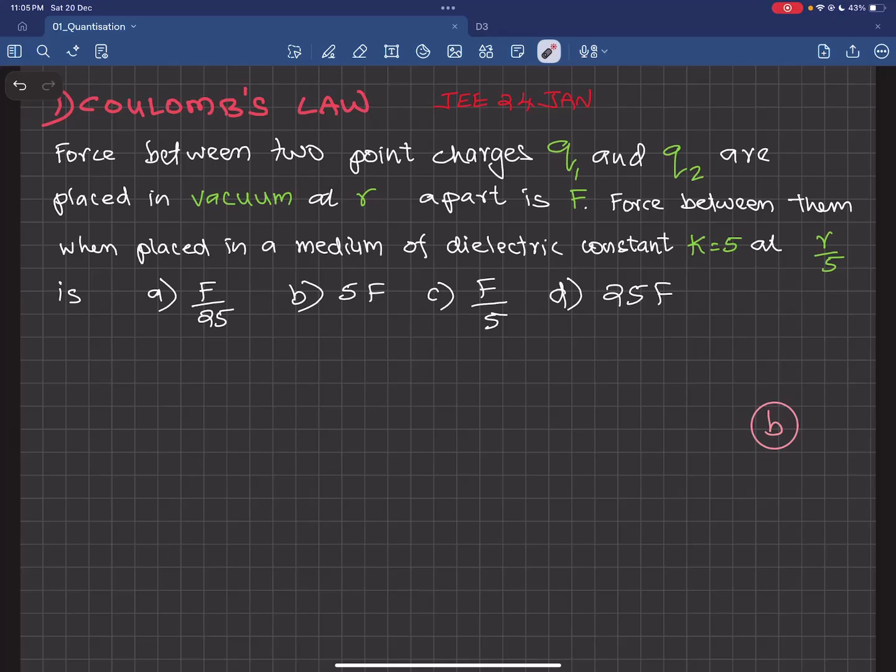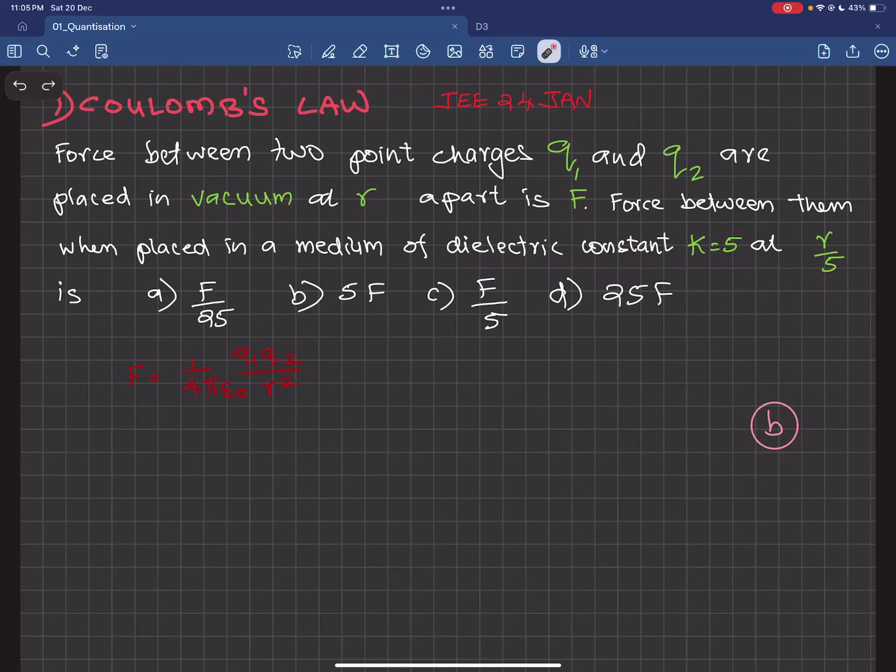This question is from Coulomb's law in electrostatics, which was asked during the year 2024 January JEE exam. The question says there are 2 point charges, Q1 and Q2, kept in vacuum at a distance r apart. They experience a force F. Now they wanted the force between the two charges when it is kept in a medium of dielectric constant 5 at a distance r by 5.